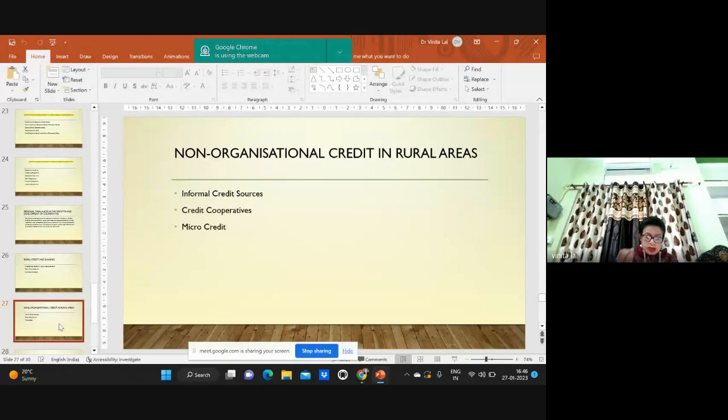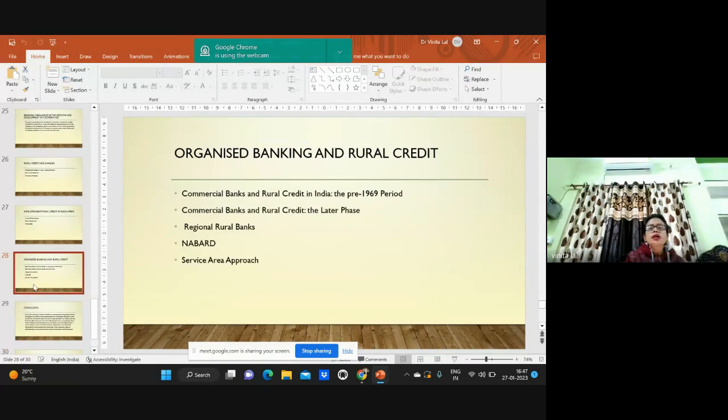Self-help groups also depend upon it. If a group comprises poor people who have low income and feel they have very little access to credit, they will be encouraged to form a self-help group. Self-help groups provide so many facilities to rural people. Then there is organized banking and rural credit: commercial banks, rural credit in India, regional rural banks, NABARD, and service approaches.